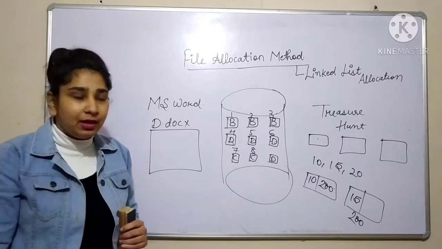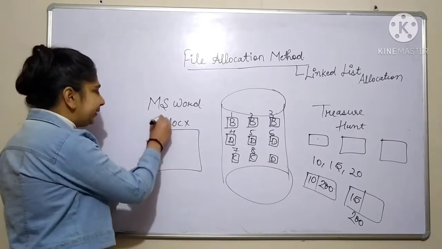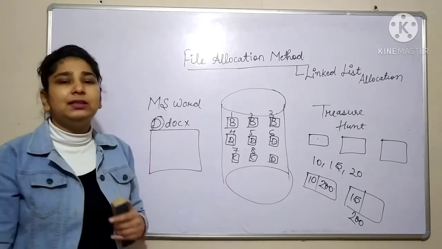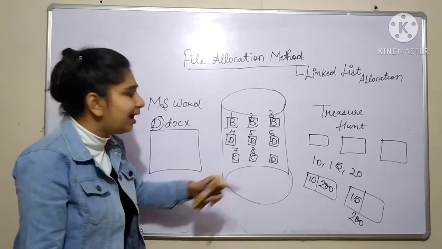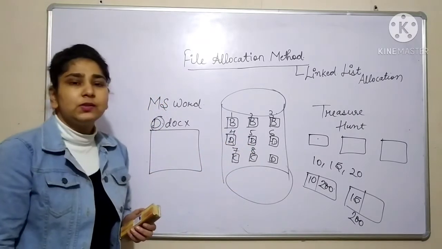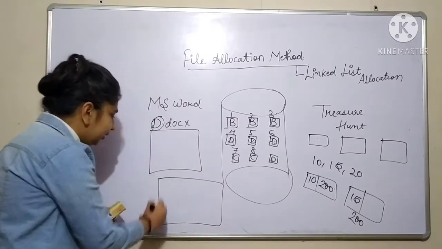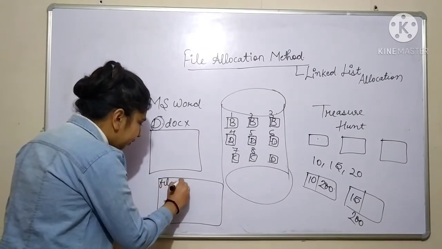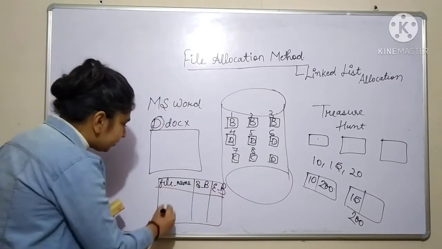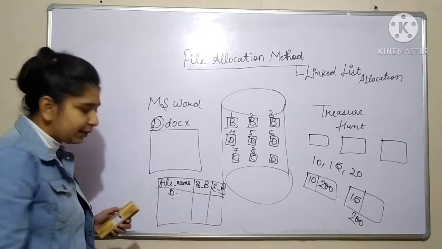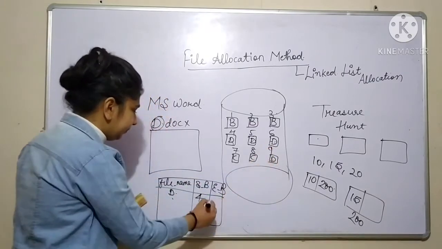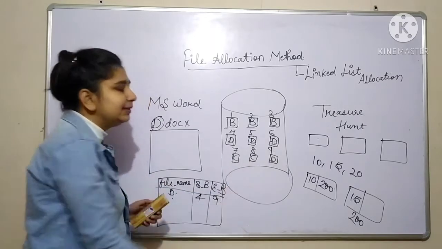You have done your storage, but the question is, if your user wants to open the d.docs file, how will you open that file? How will you get the location of that file in the hard disk? There are several files present in the hard disk. How will you know where your D file is present? So I am making one table. In this table, I am writing file name, starting block, and ending block. Let's suppose I have stored my file D in the hard disk. The name of my file is D, the starting block of this file is D, and the ending block is 9.